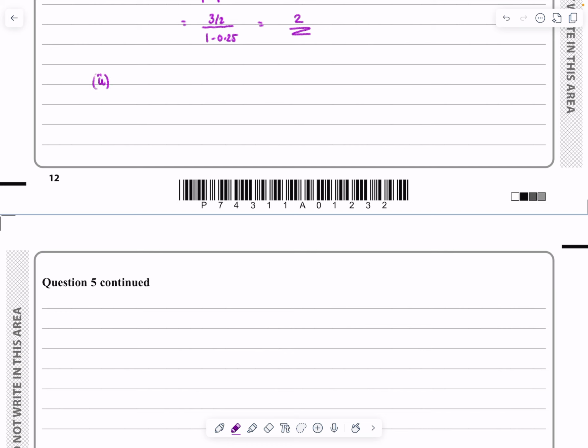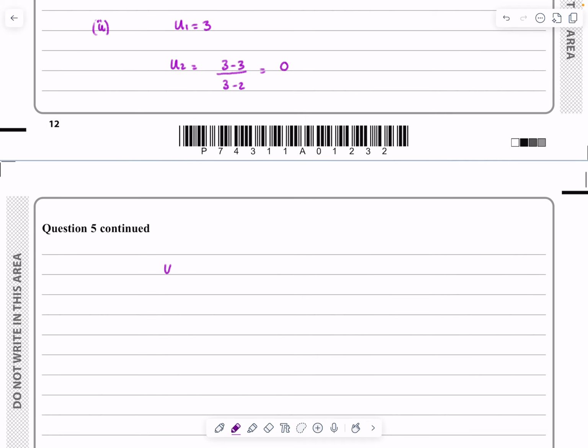We've got u1. I would always write those down. First of all, u1 equals 3. U2 is using u_n, so that's 3 minus 3 over u_n minus 2, so that's 3 minus 3 on the top, which is 0, isn't it? So that's going to work out to be equal to 0. U3 is going to be putting that value in, 0 minus 3 over 0 minus 2. Well, that works out to be 3 over 2, or 1.5.